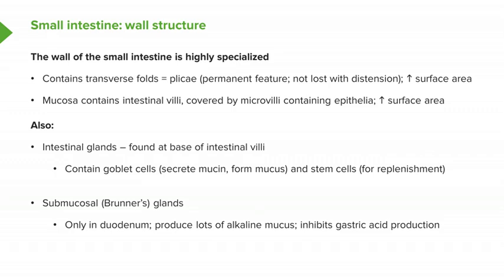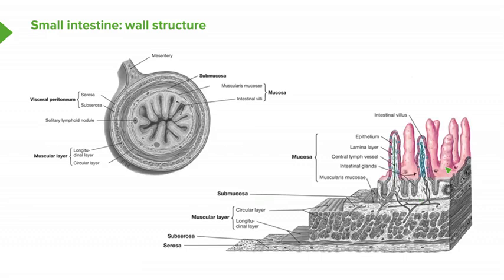Similar again, though, to the stomach, we have mucosa, which contains these intestinal villi, and these are covered themselves by microvilli, and these again increase the surface area. So the small intestine is long, 6-7 meters long, and due to these plicae, these folds, and these microvilli on top of intestinal villi, we can see that we have a very large surface area. You can see these intestinal villus here.